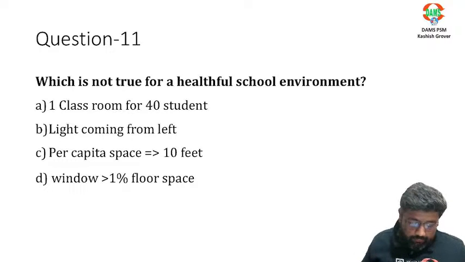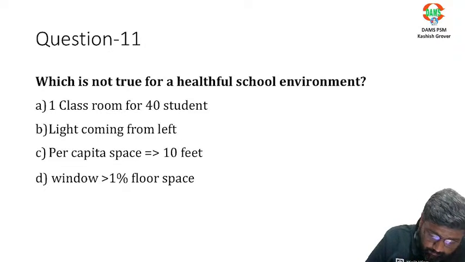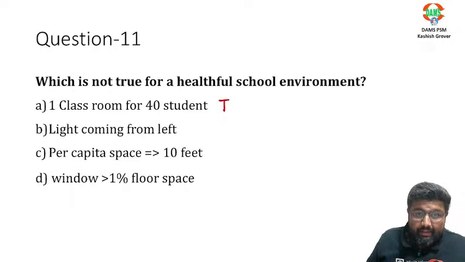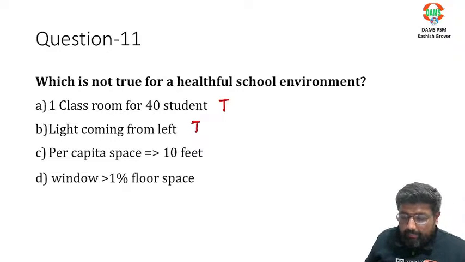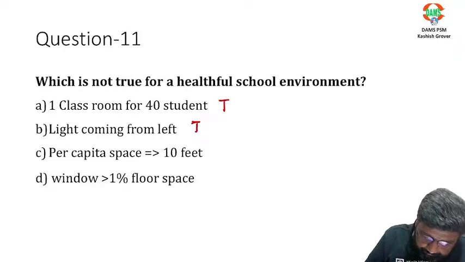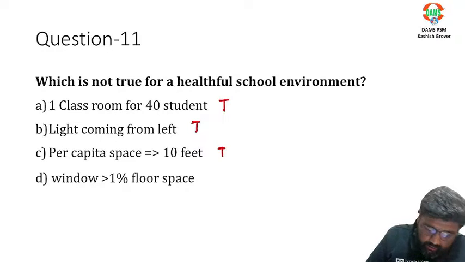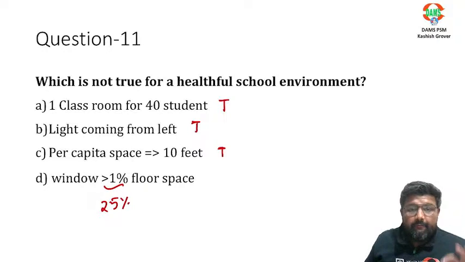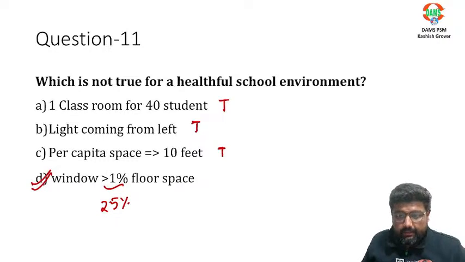Which is not true for a healthful school environment? One class for 40 students, this is true. Light coming from left, this is true. Per capita space is true. Window more than one person, no. It should be 25%. The window area should be 25% of floor area. So D is the correct answer here.